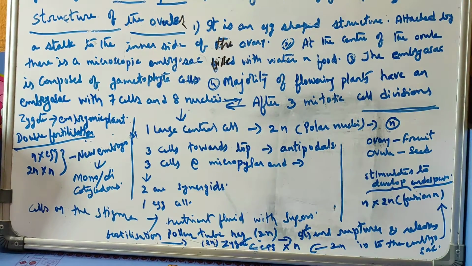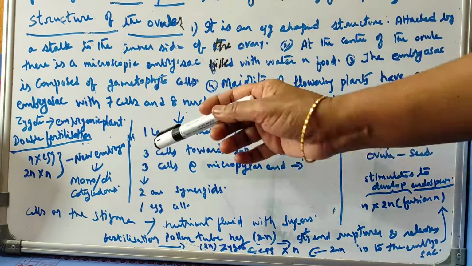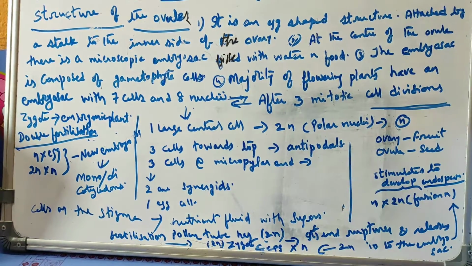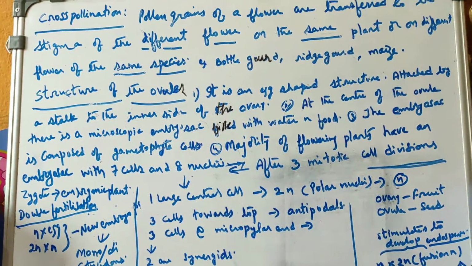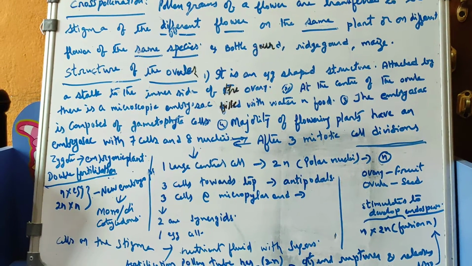Sometimes the embryo will be monocotyledon, sometimes dicotyledon. You can see the cotyledons here. This is about double fertilization and also fertilization in sexual reproduction in flowers. Okay, thank you. I hope you understand this.